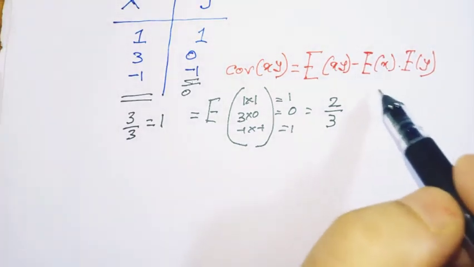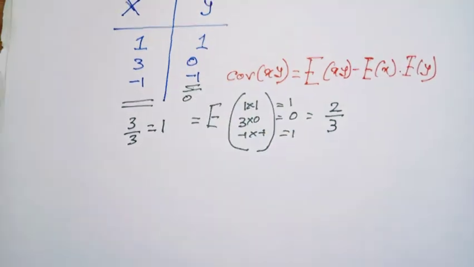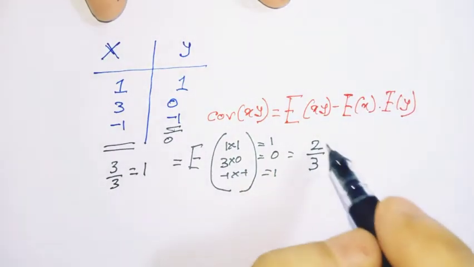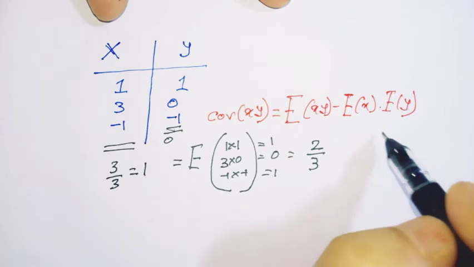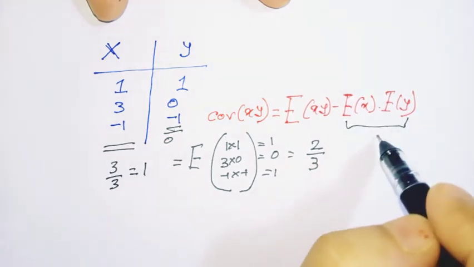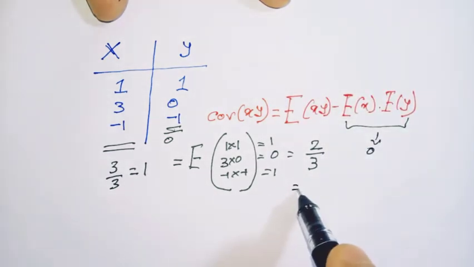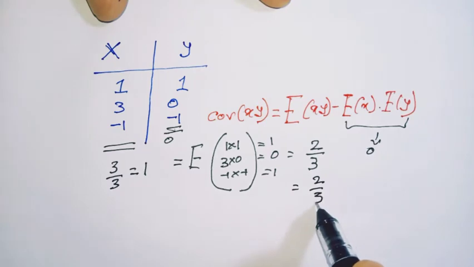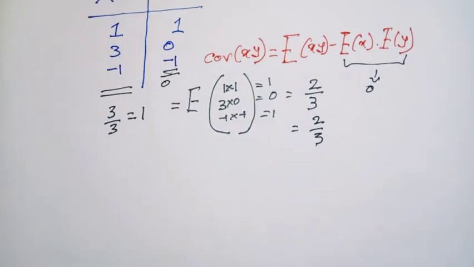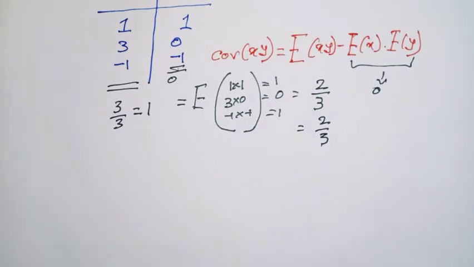And this part, x and y, because the estimated value of y is already 0, so this becomes 0. This part is already 0. So this is the value 2 by 3. Right. Now let us see how we can calculate the covariance of x and x.